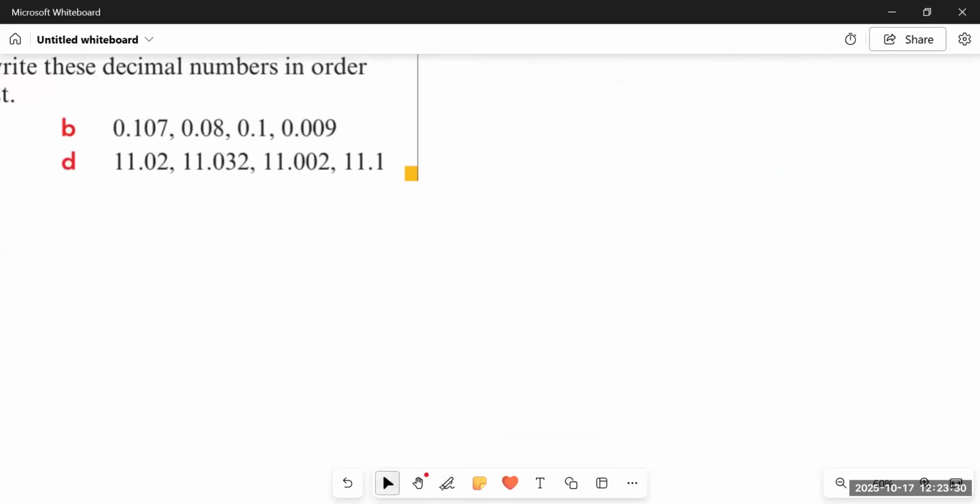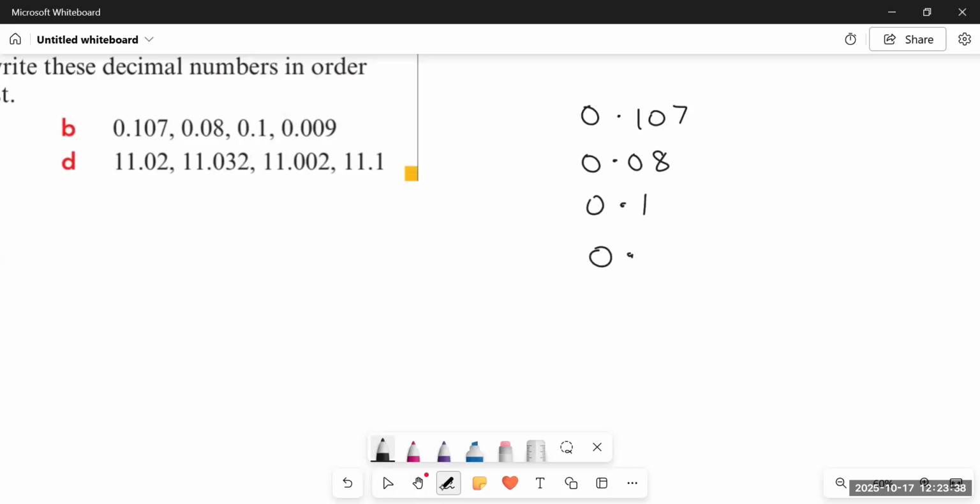Here it says 0.107, 0.08, 0.1, 0.009. So we'll add a 0 over here and 2 zeros over here. Now it's easy to compare. All of the whole parts are 0. So we'll compare the first decimal place, 1, 0, 1, 0. So these two would be smallest.